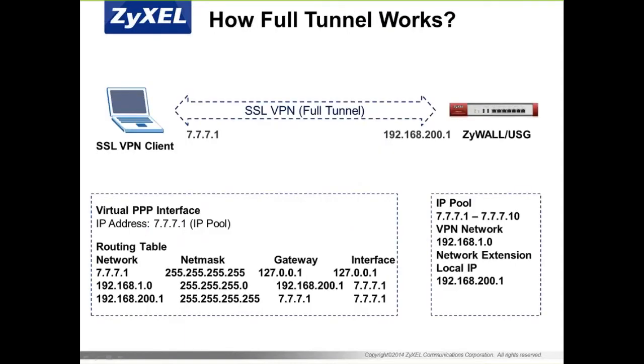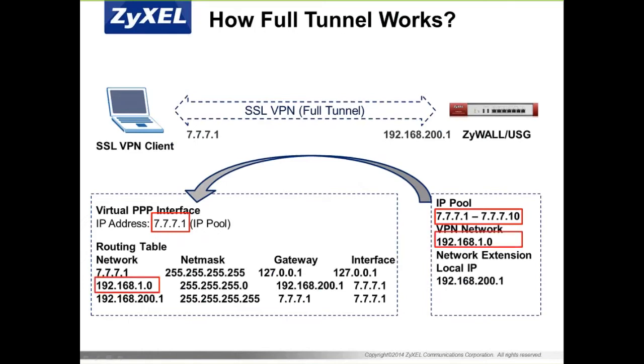When a client is running the security extender in SSL full tunnel mode, the security extender will create a virtual interface on the client's computer for routing SSL traffic to the ZyWALL USG. Once the user has authenticated, the ZyWALL USG will supply the user an IP pool virtual address that will allow him or her to route traffic to the VPN network specified, using the ZyWALL USG's LAN address as a local network gateway or network extension local IP.